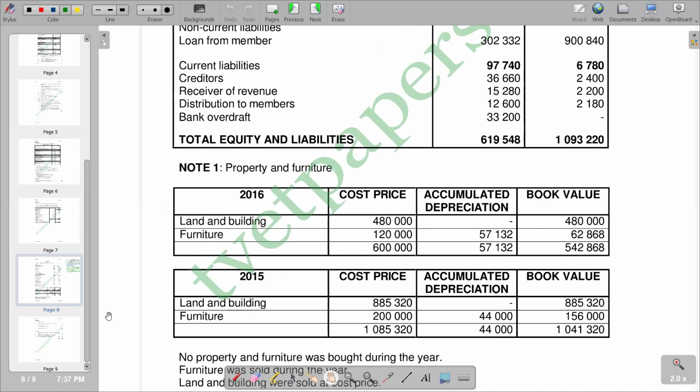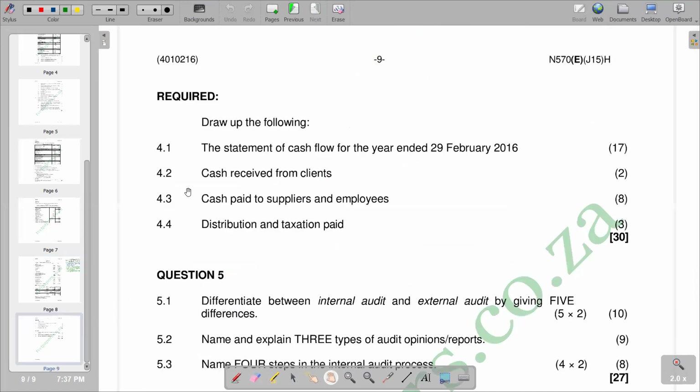You'll see that we also have a continuation of the question, with the required part. It reads: draw up the following. 4.1, statement of cash flow for the year ended 29 February 2016, for 17 marks. Beneath that, we have some notes that need to be prepared, which we are not going to look at in this video.